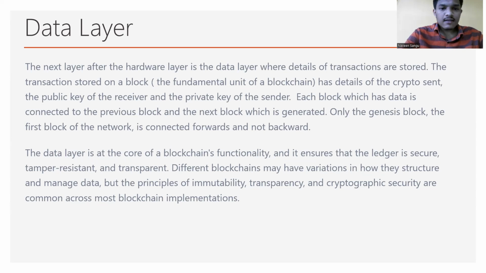The data layer is the core layer of the blockchain's functionality, and it ensures that the ledger, meaning all the transaction history, will be stored on this layer, which is secure, tamper resistant, and transparent. Different blockchains may have variations in how they structure and manage data, but the principles of immutability, transparency, and cryptographic security are common across most blockchain implementations.